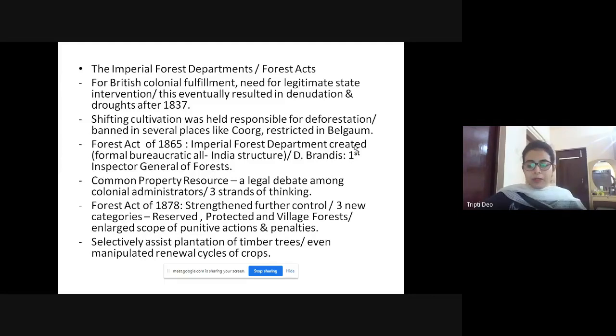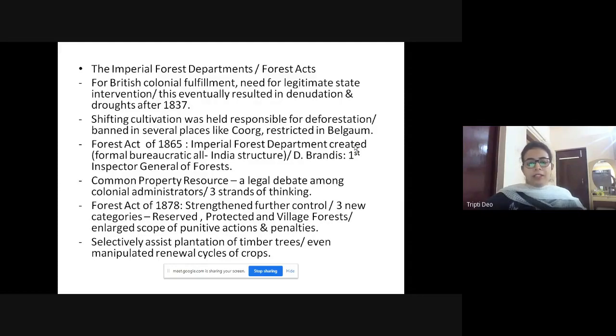The second prominent position was held especially by the officials of the Madras government, the colonial government. They denied the legitimacy of any state intervention in the customary rights of use exercised by rural communities. They propagated this view that the state should be denied any control or intervention over the customary rights of the people.